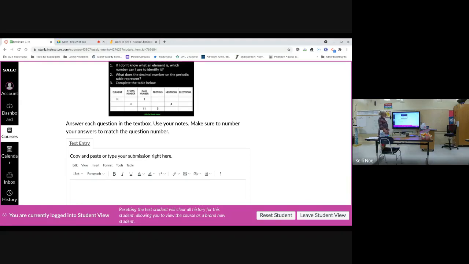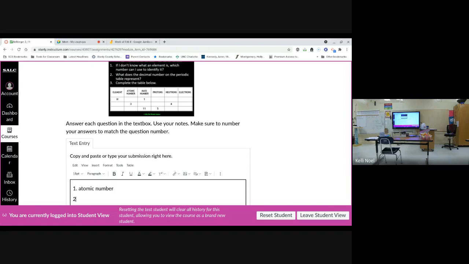Okay, if I do not know what an element is, which number can I use to identify it? What number on the periodic table will I use? The atomic number. So number 1 is atomic number. We're going to get to number 3 in just a minute. All right, so let me get on here. Number 1, atomic number. Number 2, what does the decimal number on the periodic table represent?